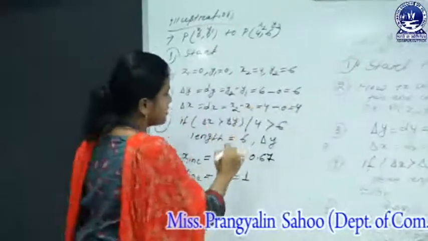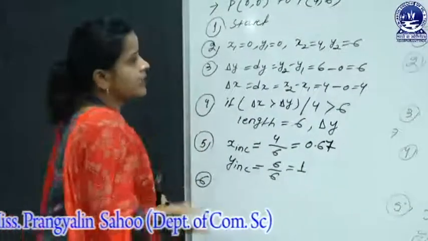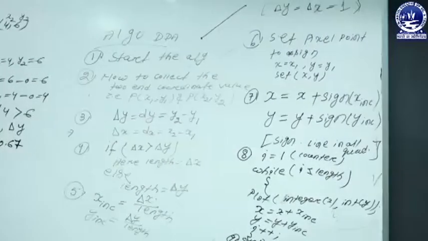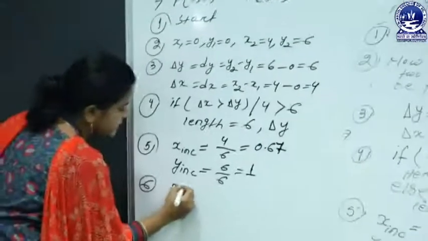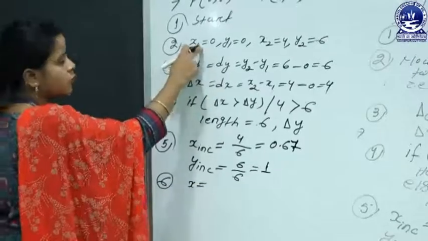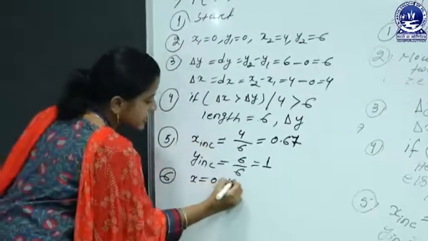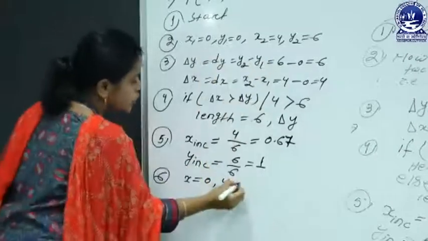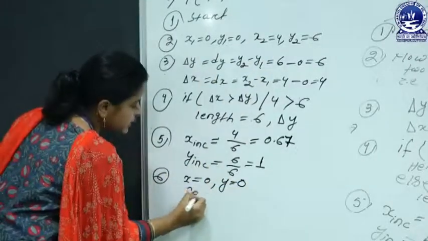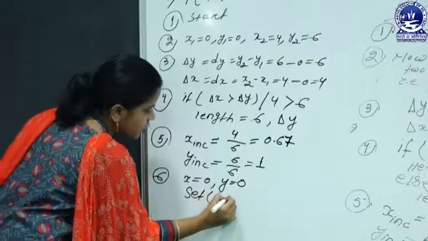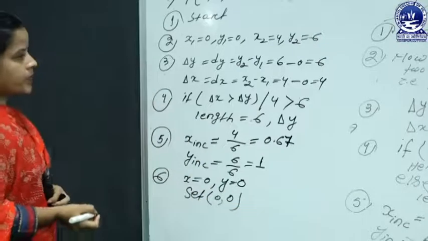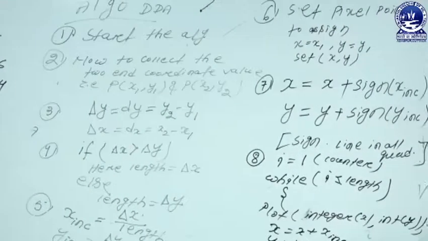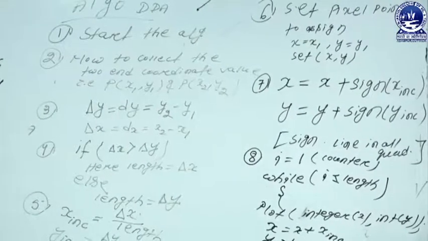Now go to the next step. First, set the first pixel point by assigning x equal to x1. Here the x1 value is 0. Now assign y equal to y1, and the y1 value is also 0. So the first pixel point is set to 0, 0. Then go to the next step, finding the next intermediate coordinate values.